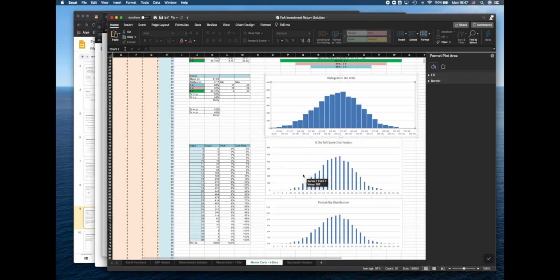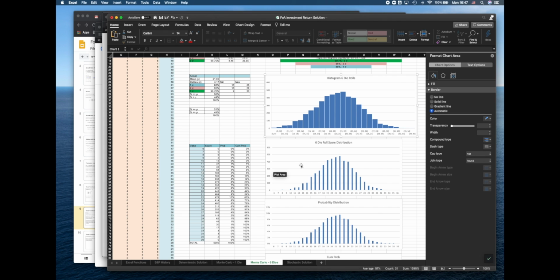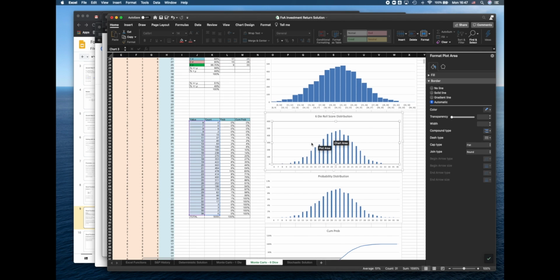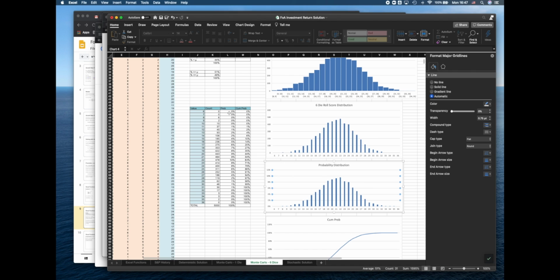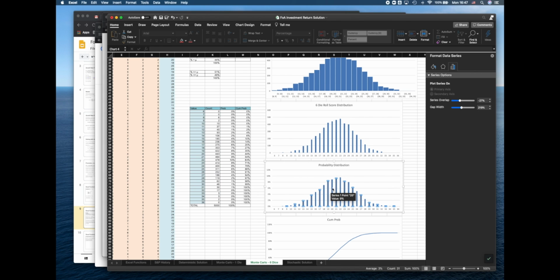So I could plot the count, which I did. I could plot the probability distribution, which is just plotting this number. And you'll note that it looks exactly the same as this distribution here, which makes sense because all I did is take these values and divide them by 5,000. So it looks exactly the same.